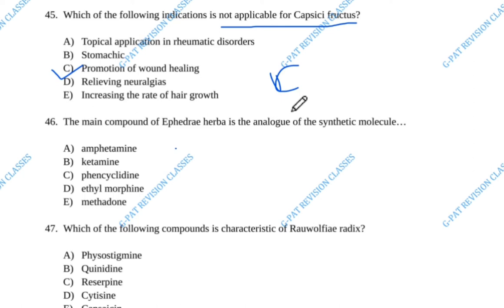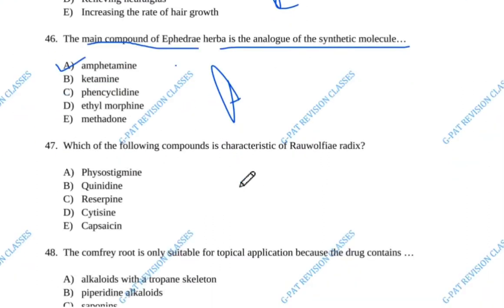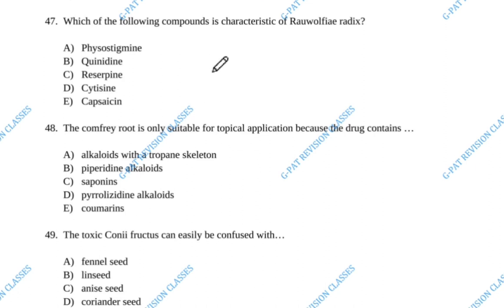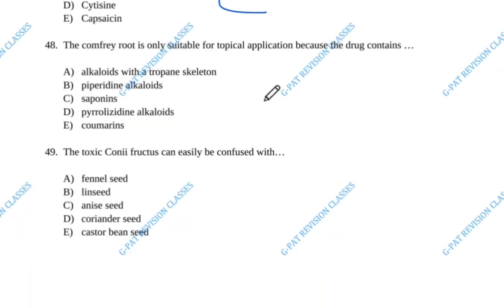Next is question number 46. The main compound of Ephedrae herba is the analog of the synthetic molecule. The answer is A, Amphetamine. Next is question number 47. Which of the following compounds is characteristic of Rauwolfiae radix? The answer is C, Reserpine. Next is question number 48.